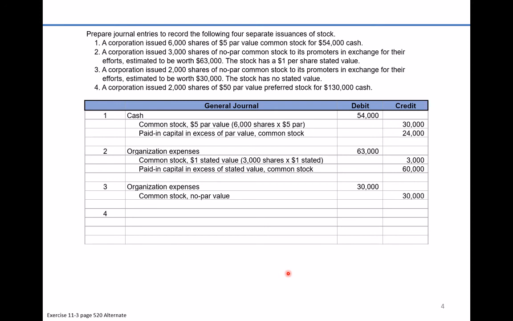This is an exception to the rule. Common stock that has no par value and no stated value, for transactions we credit that account for the entire amount of the transaction.